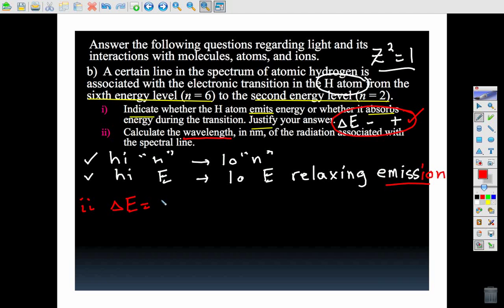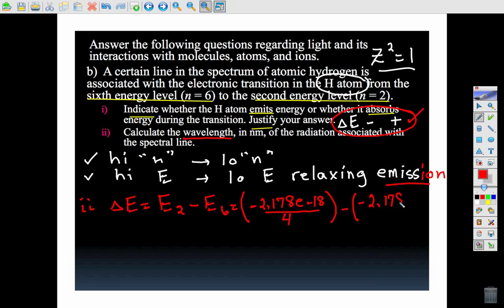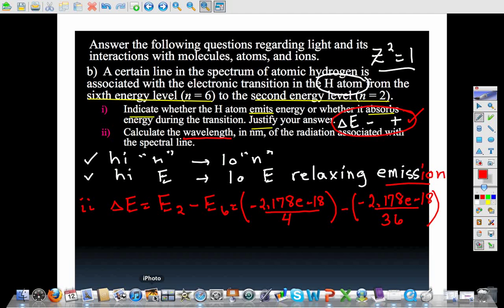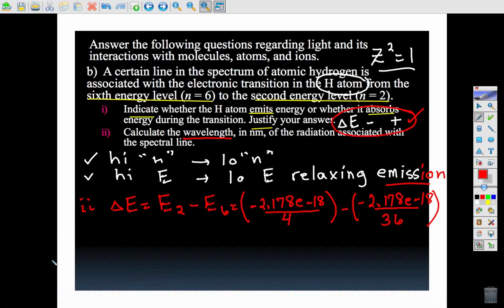And delta E in chemistry, with one exception, is going to be your final minus your initial. And I'm going to use the formula given to us by AP. It's on your formula chart. This over n squared, which is 4, minus 2.178. Some of you can tell right away that we could do some factoring and maybe simplify our plugging and chugging into our calculators, and we can indeed do that. So that would be the formula that we need to calculate our change in energy.